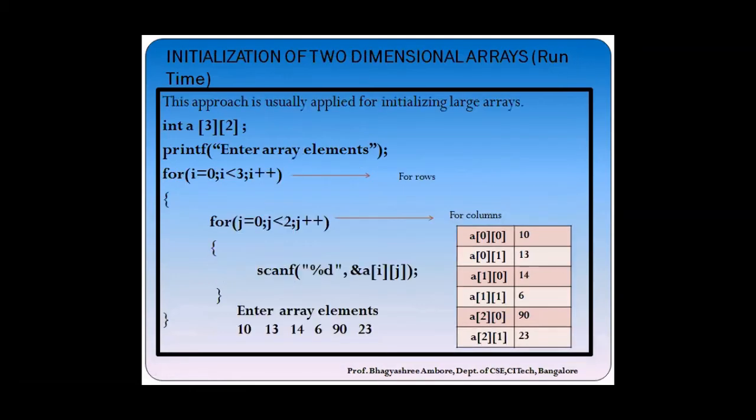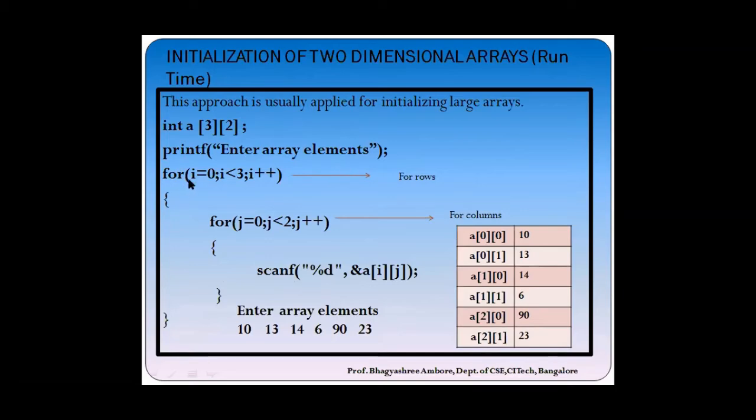We have another concept of reading the same values, in another method. How to make it simpler? Now again, I have made the same declaration: integer A, 3 rows, 2 columns. Now I'm asking the user to enter array elements. I have not told how many elements, I have simply asked the user to enter the elements.